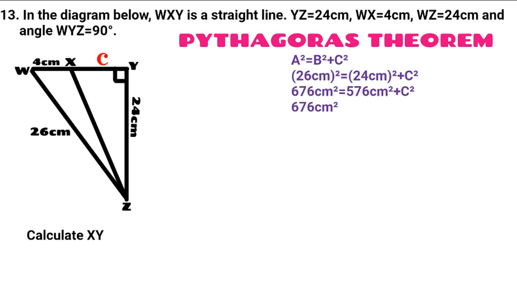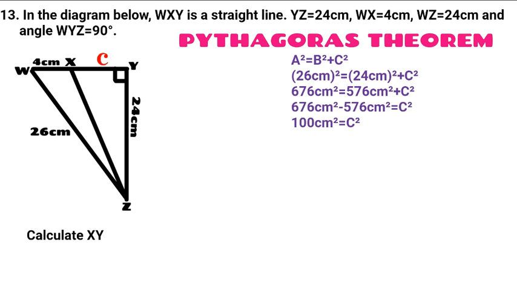The 576 comes over where there is 676, so when it crosses the equal sign it becomes minus, which will be equal to C squared. So the difference we find is equal to C squared. When you subtract 576 from 676, you get 100 centimeter squared. Now 100 centimeter squared is equal to C squared.